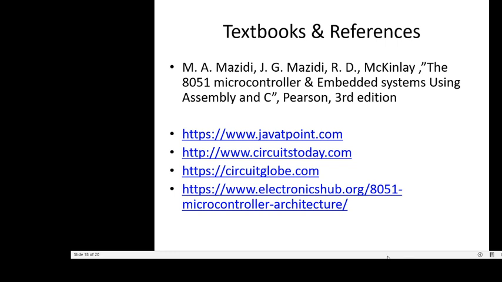To learn the 8051, you have to refer to the textbook by Mazidi, The 8051 Microcontroller and Embedded Systems Using Assembly and C. And some references I mentioned here, that is the website references which I used during the preparation of the PPTs for this lecture.